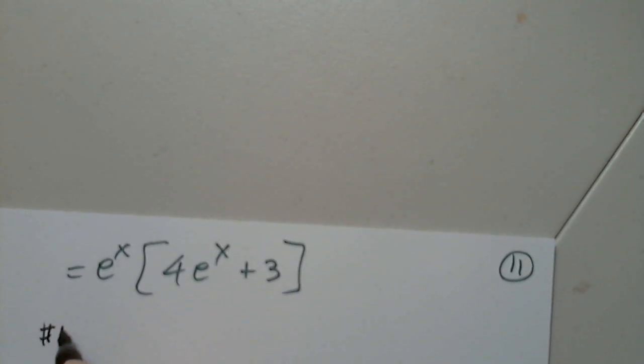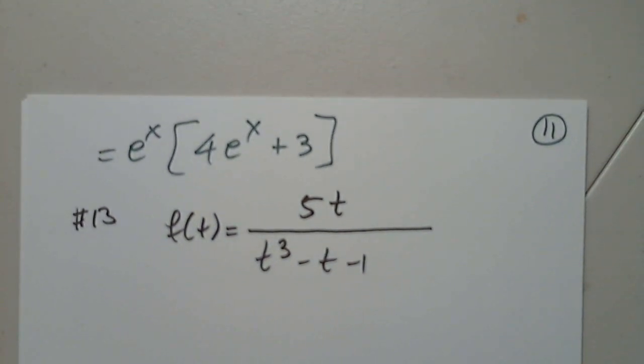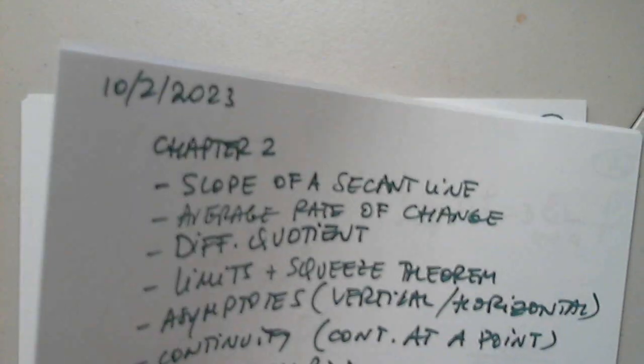13. Okay, very good. In 13, we have f of t equals 5t, everything divided by t to the third minus t minus 1. Perfect pick. Now, I want to draw your attention always to something that you can do to simplify. Now, remember a while back, we had this algebraic trick.